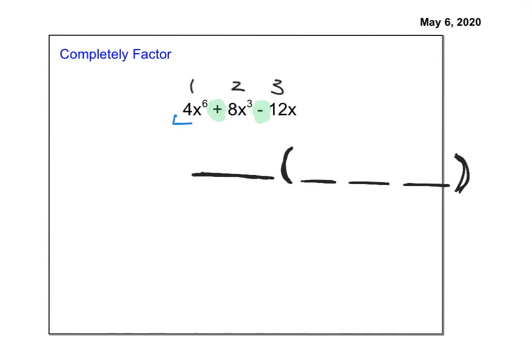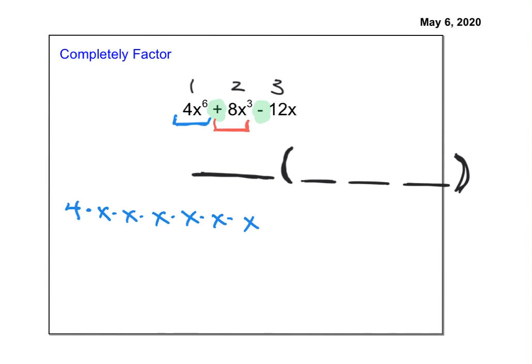All right, let's break this down. 4x to the 6. I'm looking ahead a little bit. What number could 4, 8, and 12, what could I divide all of those by? And I'm thinking of 4. So when I write these out, I'm going to use it. I'm going to have my first term break into 4 times x times x times x. So I have 6 x's listed.